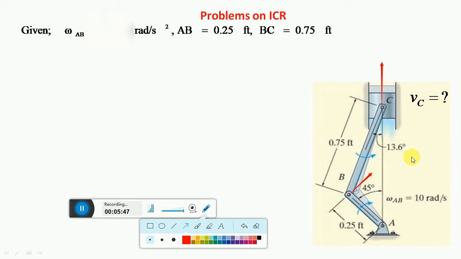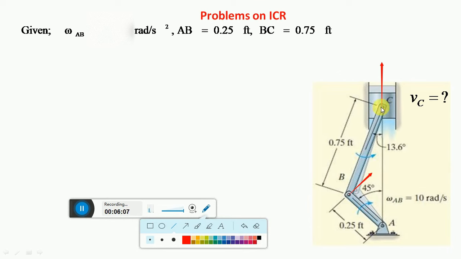So these are the velocity directions of B and C. And as we know, B and C are also lying on connecting rod BC, which is under general plane motion. Now next is to find out or to locate the I center for this case.